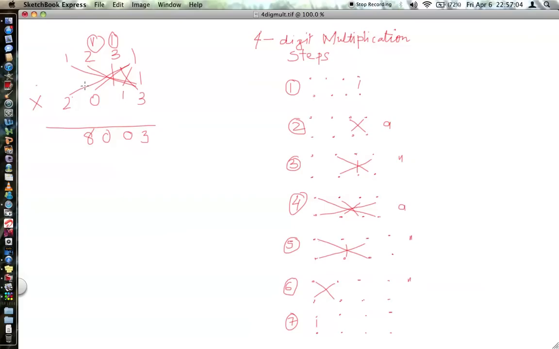Okay, then the next step you multiply the first three. 1 into 1 is 1. 3 into 2 is 6. 6 plus 1 is 7. This is 0, so 7. Then you multiply the first two. 1 into 0 is 0. 2 into 2 is 4. 4 plus 0 is 4, and then you multiply the first two, which is 2.